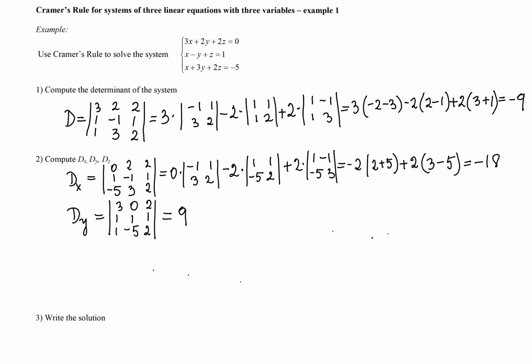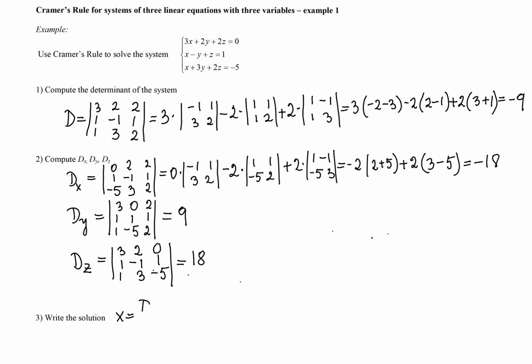Now we'll compute determinant dz. This determinant is obtained by replacing in the main determinant the column of coefficients of z with the column of numbers from the right-hand side. So the first two columns remain the same, and the third column is replaced by 0, 1, -5. And the value of that determinant is 18. Once we have all four determinants, we are ready to write the solution.